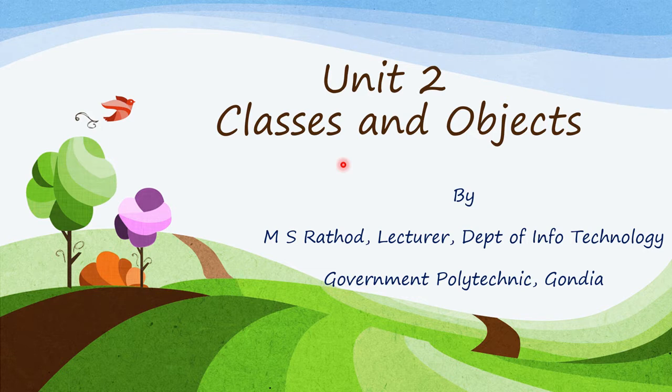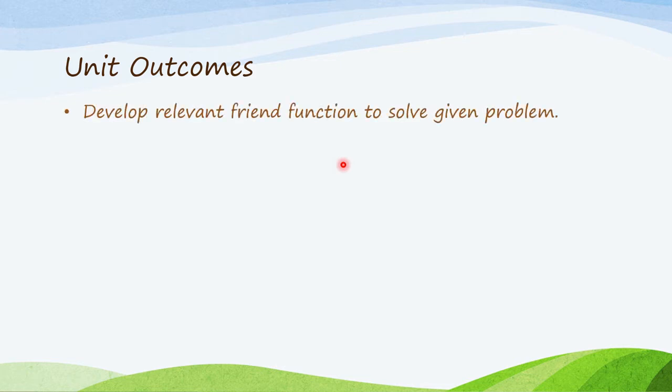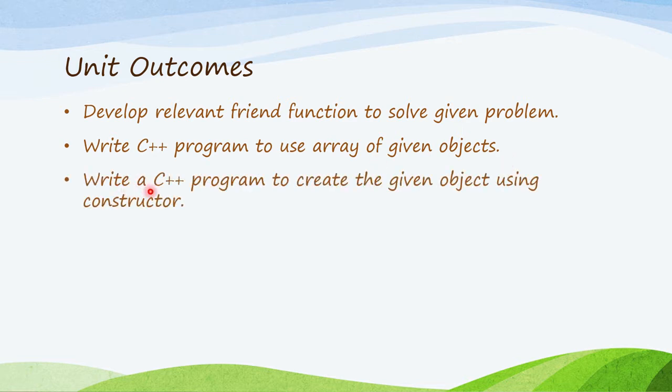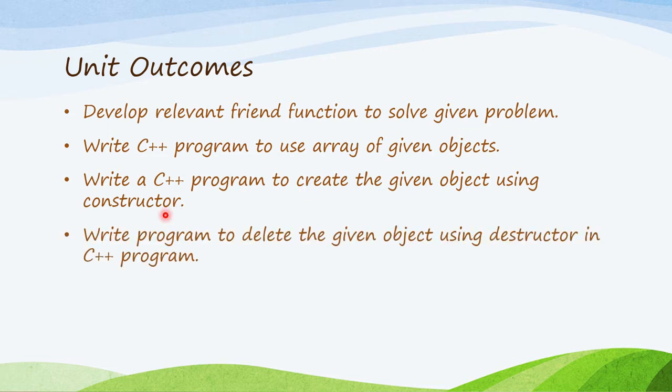We were discussing Unit 2, classes and objects. So let's see the outcomes of this unit. Number 1 is develop relevant friend function to solve given problem. Number 2 is write C++ program to use array of given objects. Number 3 is write C++ program to create the given object using constructor. And the last one is write program to delete the given object using destructor in C++ program.